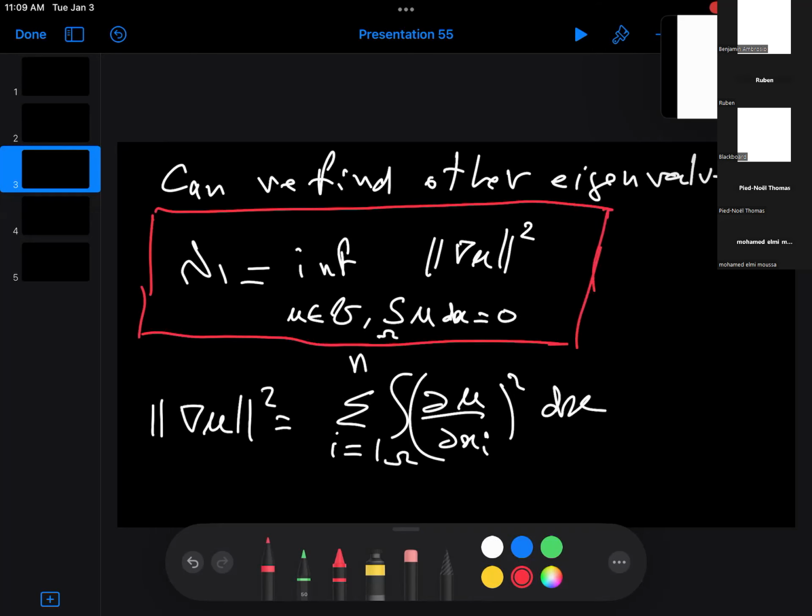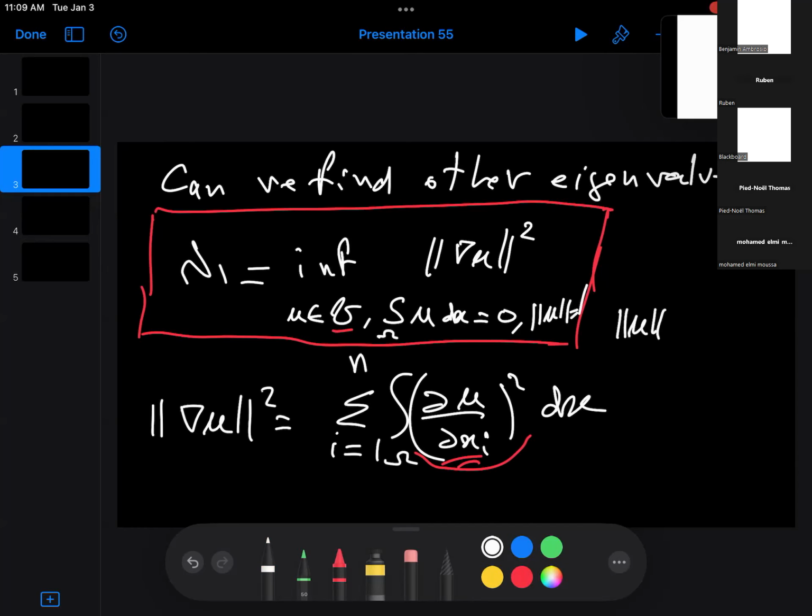So I work on V, which is H1, so these things are well defined. And this integral is well defined as well. So I look at the functions that have integral 0, and I forgot something here. Furthermore, I want the norm of u in L2 to be 1, okay?